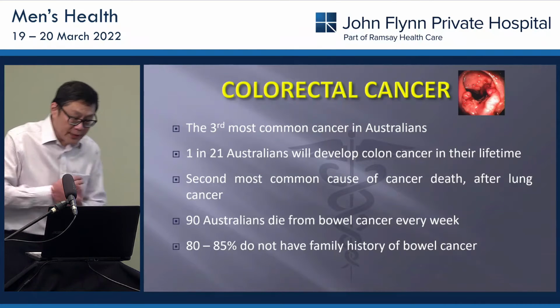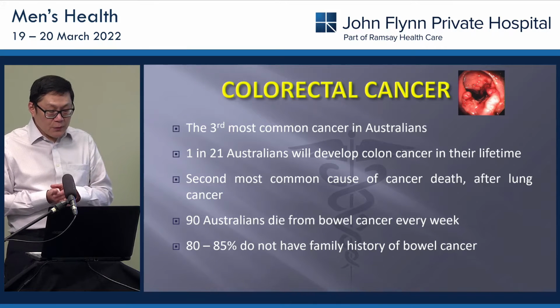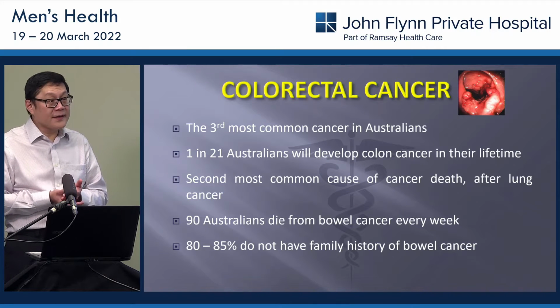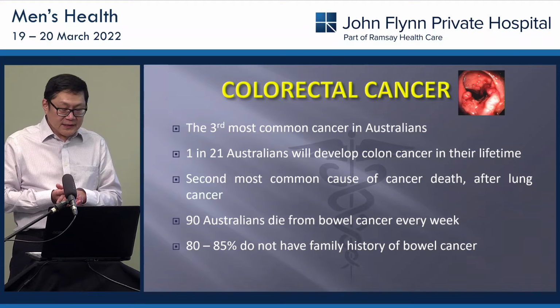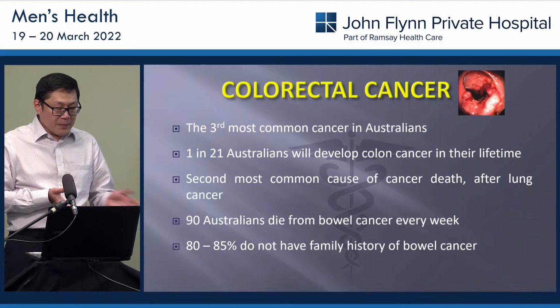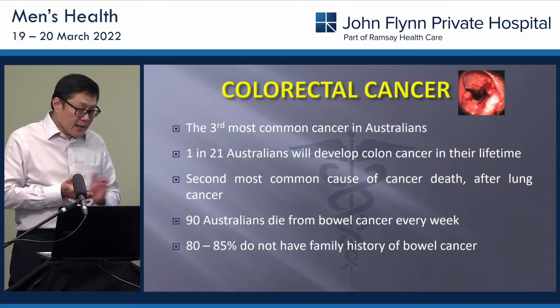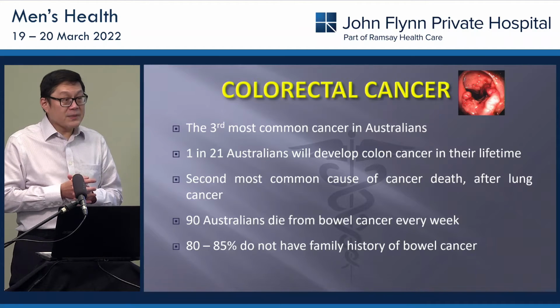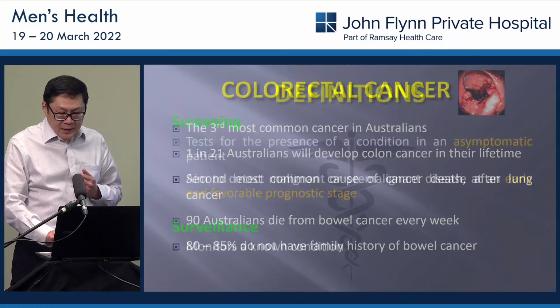Colorectal cancer is the third most common cancer in Australians. 1 in 21 Australians will develop colon cancer in their lifetime. It's the second most common cause of cancer death after lung cancer, and about 90 Australians die from bowel cancer every week. Interestingly, 80 to 85% will not have a family history of bowel cancer.